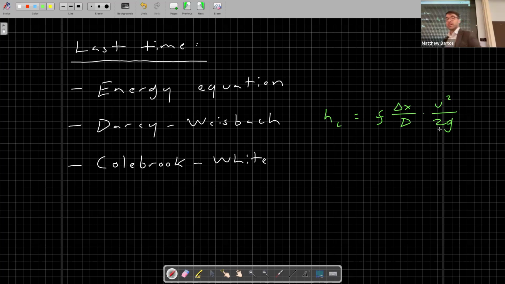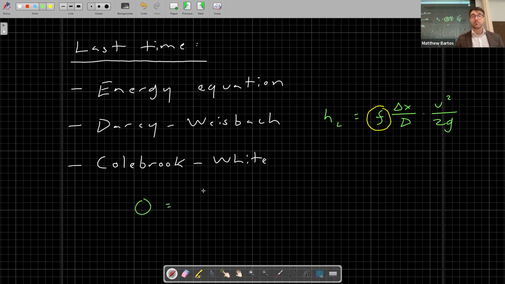So we showed how we could use this Darcy-Weisbach model to compute the head losses. But often we need a way of finding this friction factor. So we developed a method to compute that friction factor using the Colebrook-White model. So this is an empirical equation, semi-empirical, designed to compute this friction factor. It's given by the following equation.